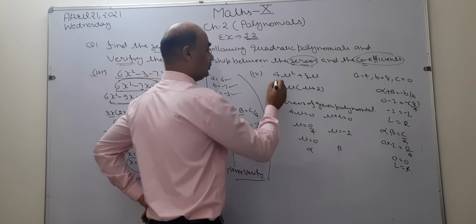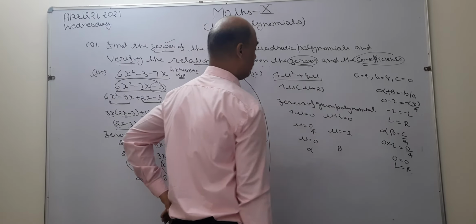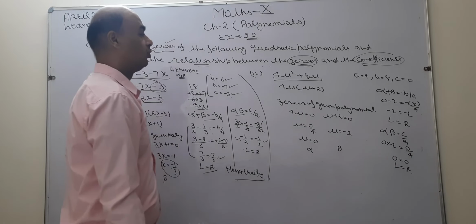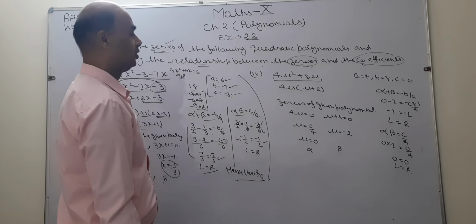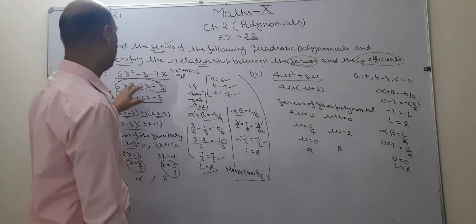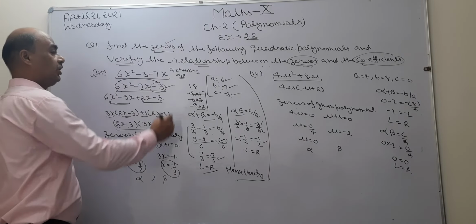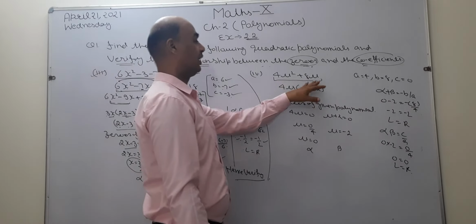Now see, question number 4. What is given? This quadratic polynomial is given. In this quadratic polynomial, only two terms are given. It means we are not going to solve it by using splitting the middle term, because in splitting the middle term there are three terms, but in this polynomial there are only two terms.